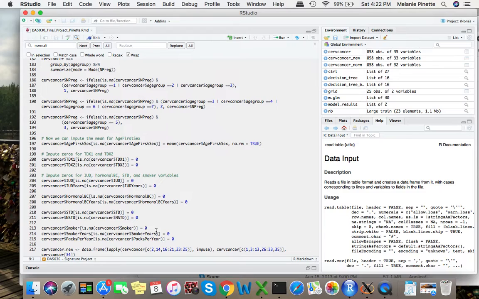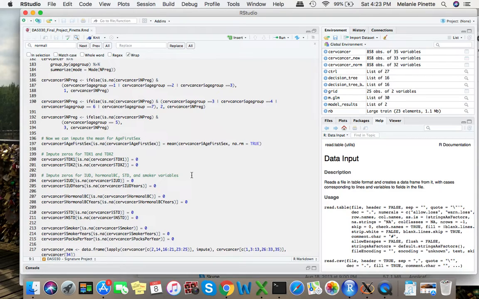And then next we calculate the mean age at first intercourse, and we'll apply that wherever there's an NA. And then we impute zeros for time since first diagnosis of an STD and last diagnosis. We also do the same for those who had NA for IUD, hormonal birth control, STD, and smoker variables.